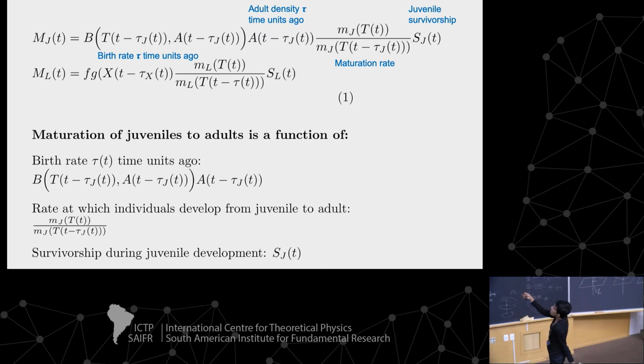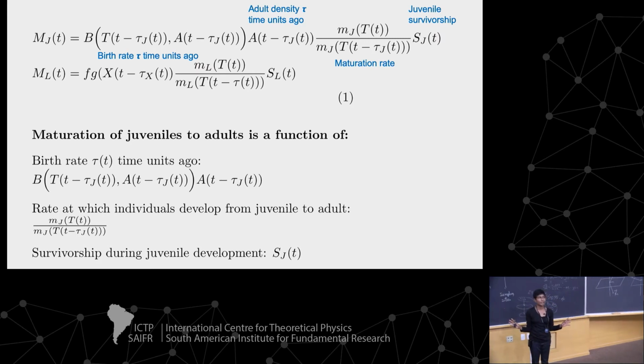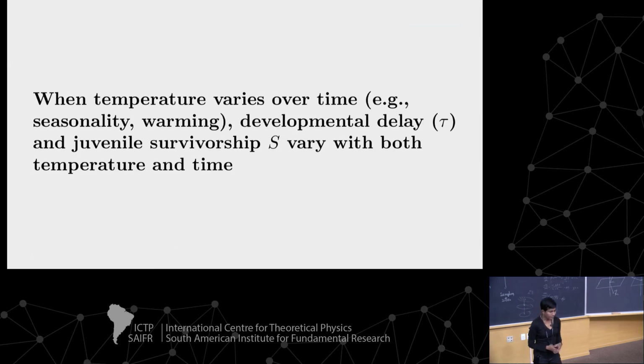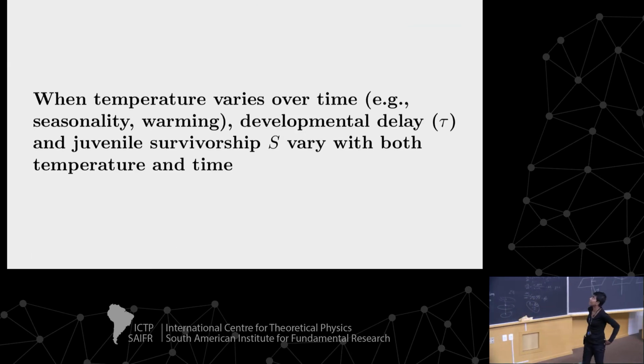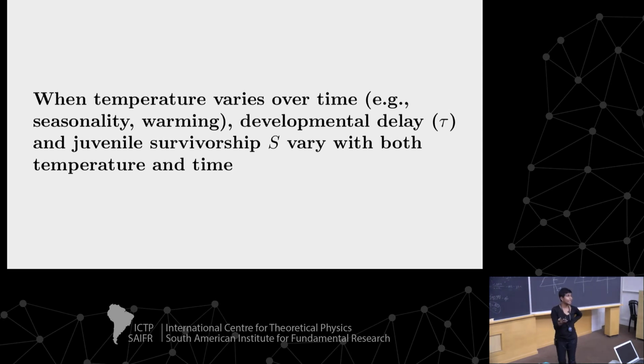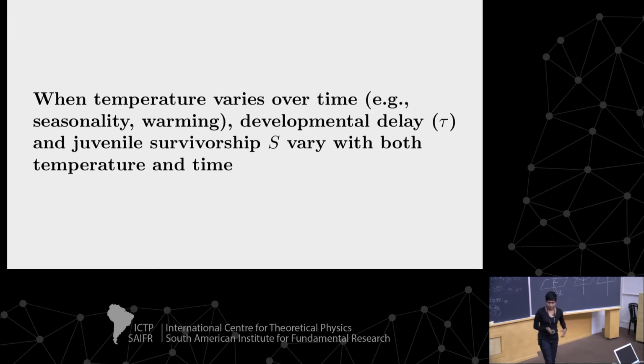Okay, so now, just to sum up, we have the birth rate tau time units ago, the rate at which individuals develop from juvenile to adult, which is also a function, and the fraction of those juveniles that then survive to adulthood. Are we following? Yeah. Now, the thing to note is when temperature varies over time, seasonality or warming, developmental delay and juvenile survivorship are explicit functions of time.